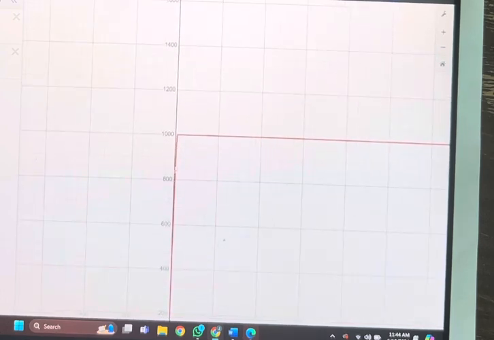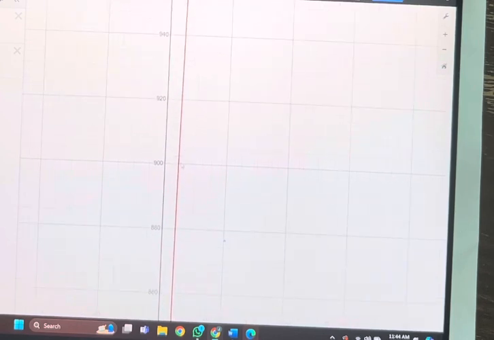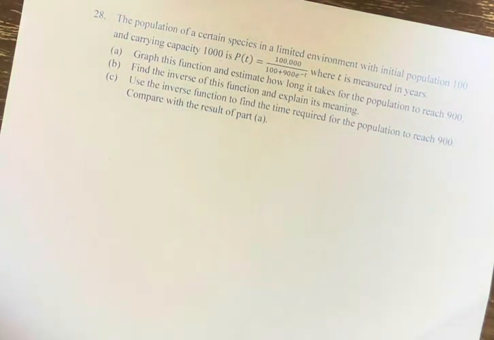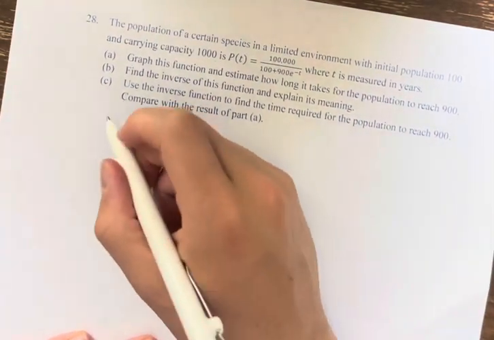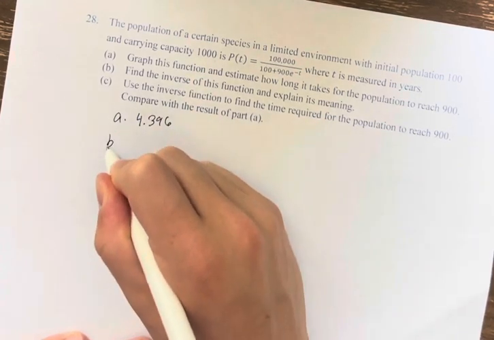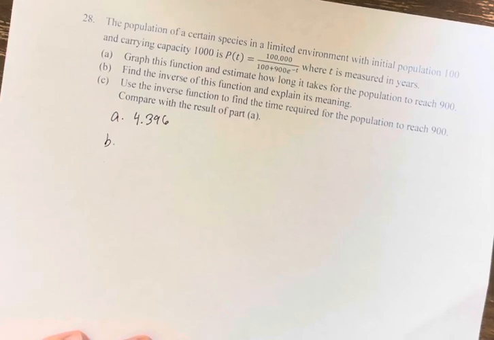So what we have to do is go to 900 and see where the function reaches 900, which is at this point, roughly 4.396. So what does that mean? That means that at 4.396 years, we estimate the population to reach 900. We're next asked to find the inverse of this function and explain its meaning.